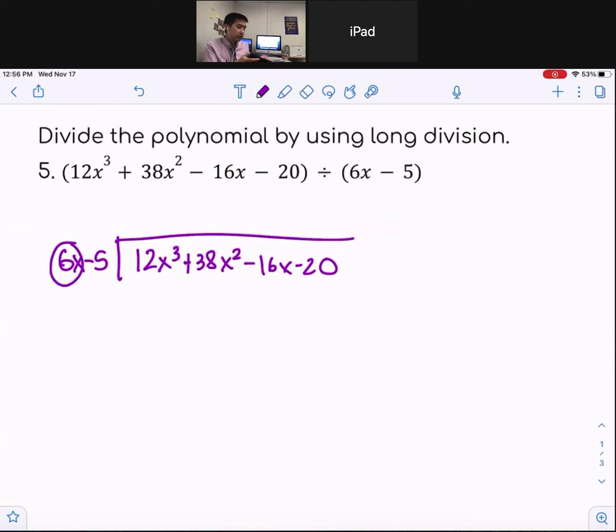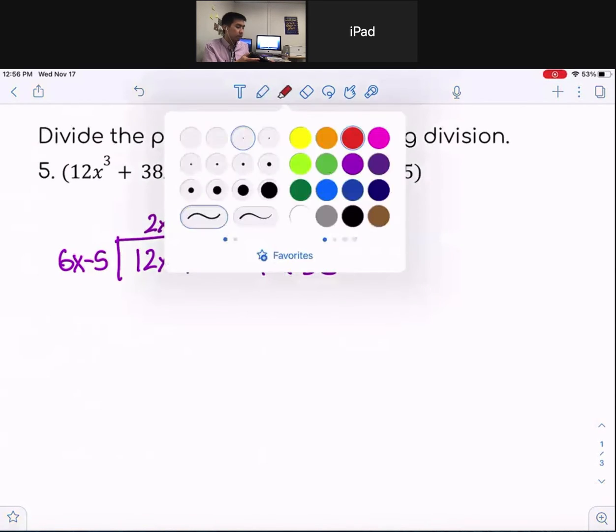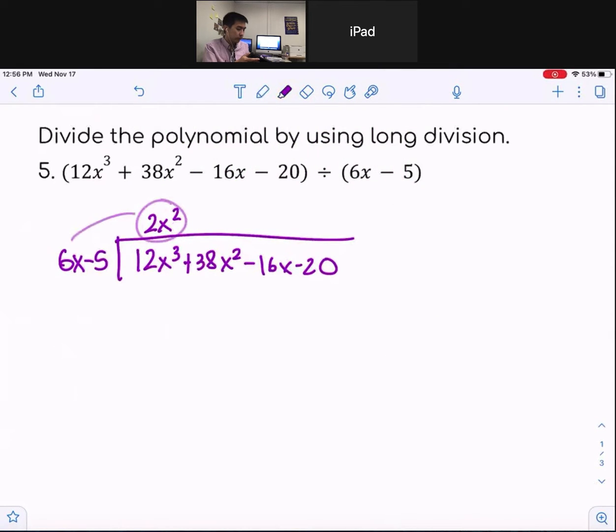What times 6x gives us 12x to the third? That would be 2x squared. 2x squared times 6x is 12x to the third. Now let's distribute this to both. 2x squared times 6x, 12x to the third. 2x squared times negative 5, negative 10x squared.